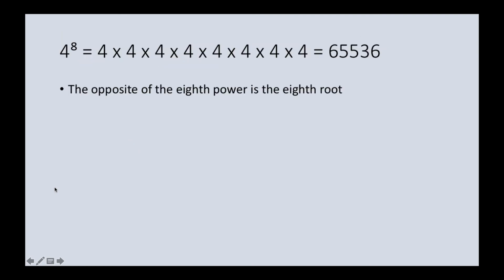Okay, now the final thing I want to mention is that if we have a number like this, like 4 to the power of 8, it means that we are multiplying 4 by itself 8 times. Okay, and it gives us this number here, 65,536. Now the opposite of the 8th power, okay, to the power of 8, is the 8th root. Okay, so we can actually do it like this and put that number in there, and the answer would be 4 if we put that in our calculator.